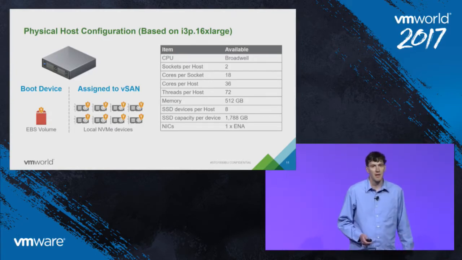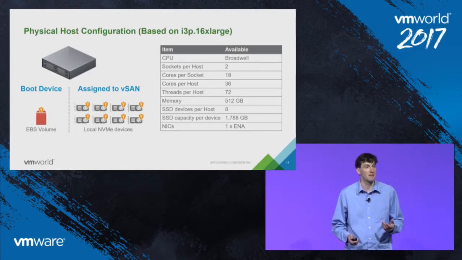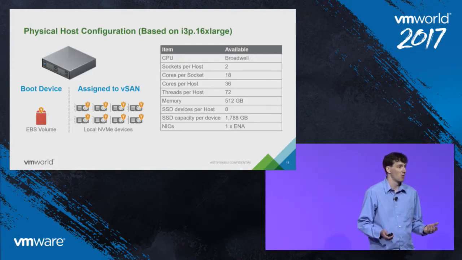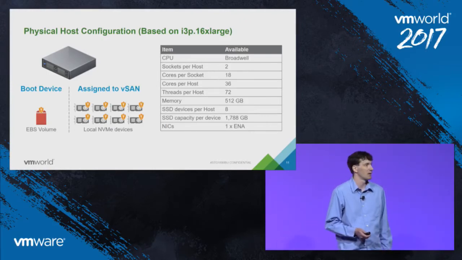The second thing to call out is that AWS has added some secret sauce that allows us to boot ESX from an EBS volume. And this has a lot of benefits because it gives us some storage where we can have logs, traces, core dumps, without having to sacrifice any of the locally attached devices. So all the locally attached NVMe devices we can dedicate to vSAN, and we still have storage for all the things we need to do to manage ESX.